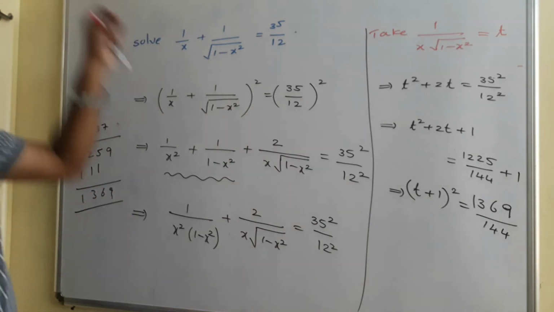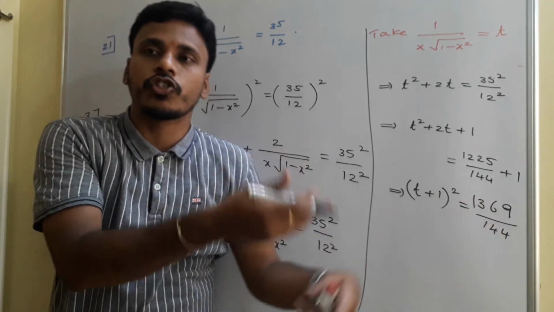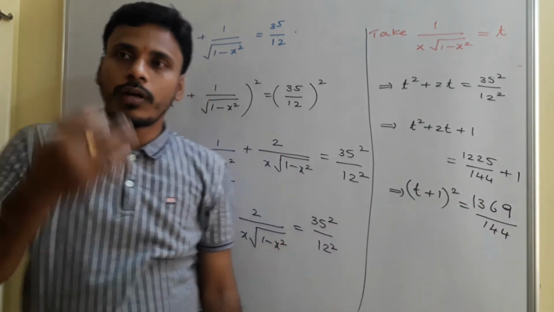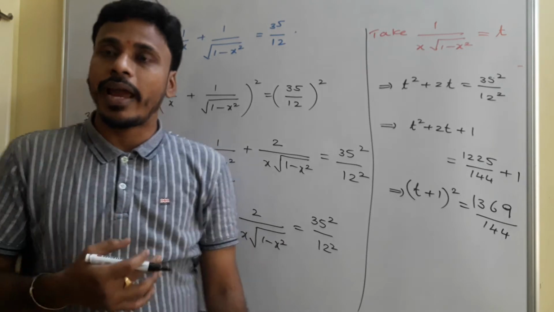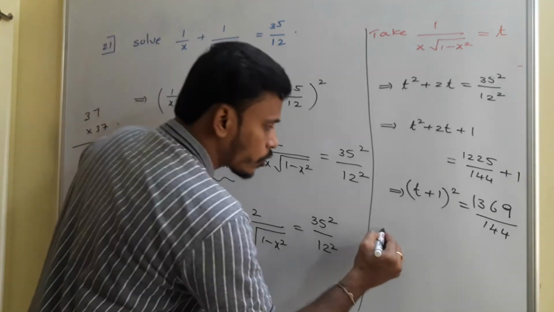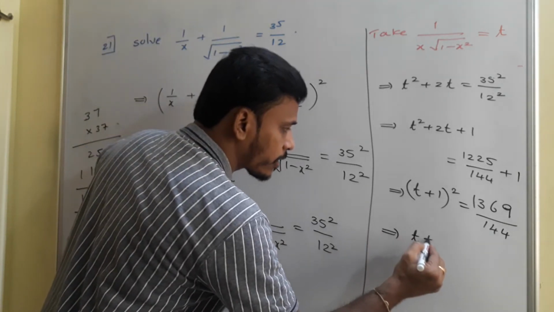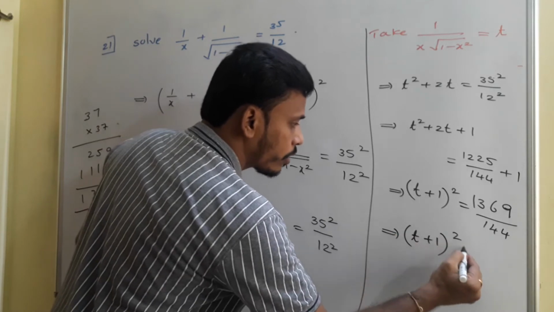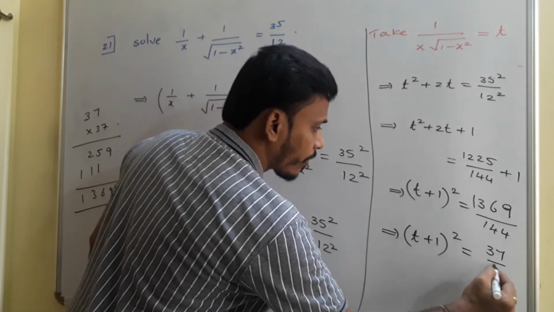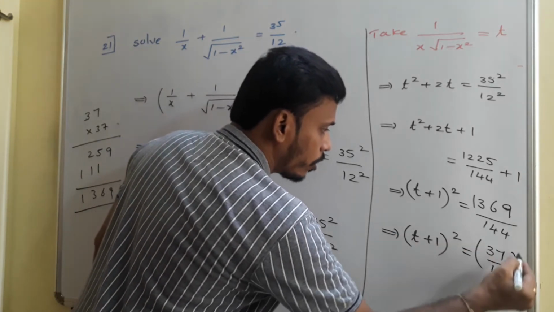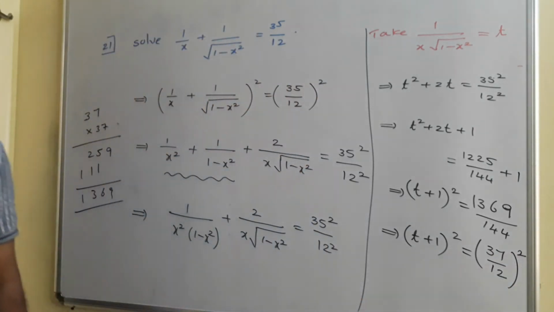1369 is greater than 1225, and it is ending with 9. So my idea is it is 37 square. So in the next step I can write it like this: t plus 1 whole square is equal to 37 by 12 whole square. Just think about it. t plus 1 whole square is equal to 37 by 12 whole square. So we need to find the value of t.